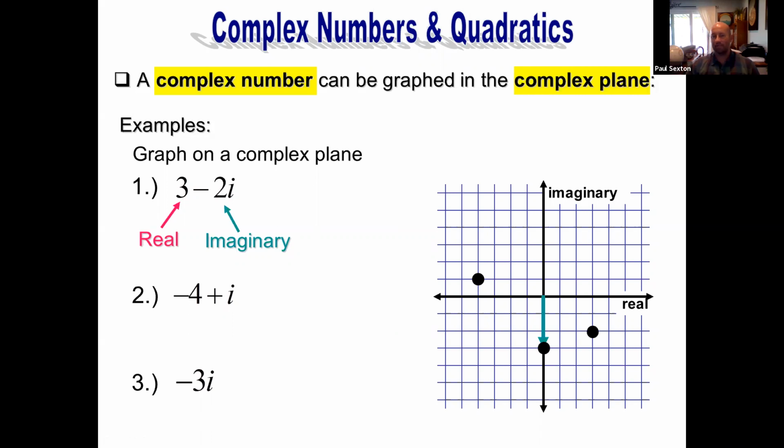So graphing the complex numbers and the introduction of the complex plane, are you okay with that? Yeah. Okay.